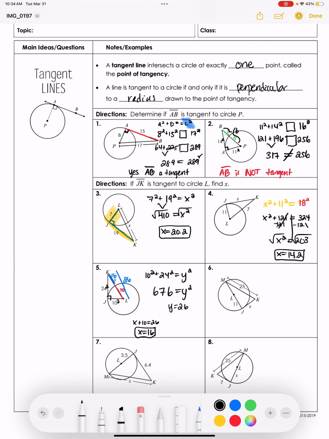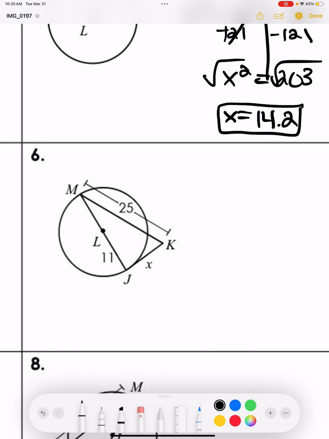Okay, well, I think you guys can finish it. This one, J to L is 11, so L to M is 11. This whole side is 22. And then we have x and 25, and the right angle should go right there. So then what should you guys be adding? We should be doing 22 squared plus x squared, because we want to be adding where the 90-degree angle is, and then it equals 25 squared. So you want to solve for x.